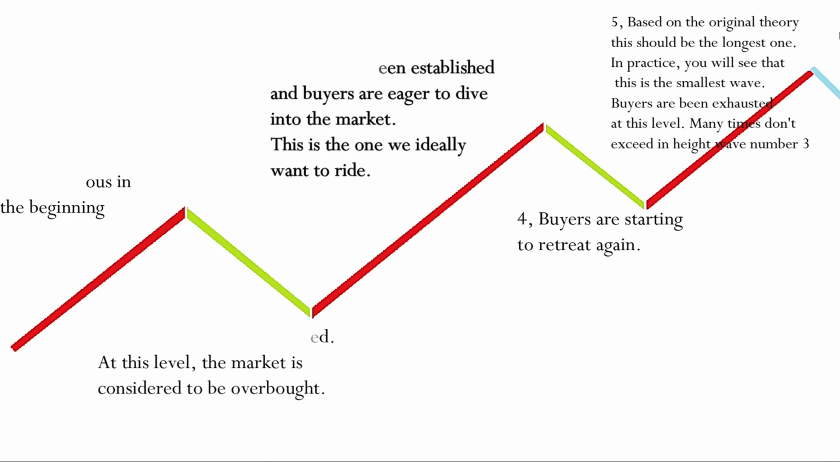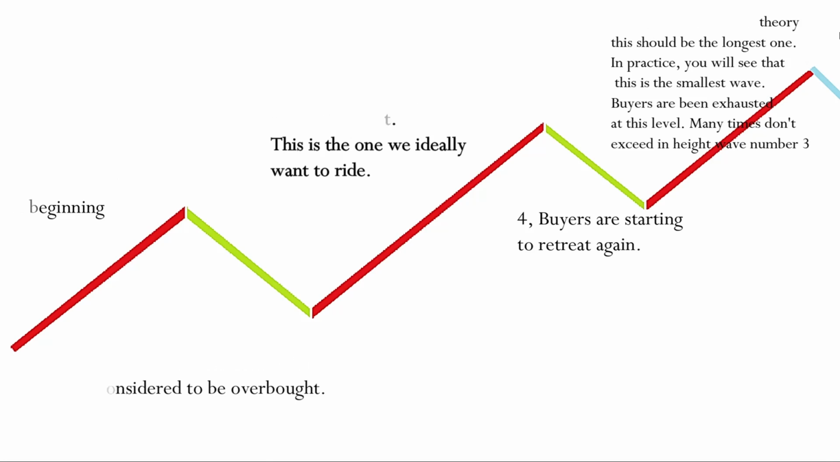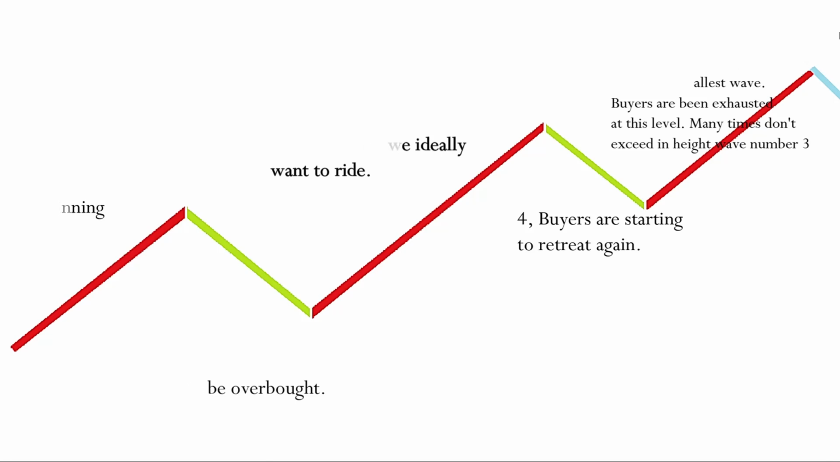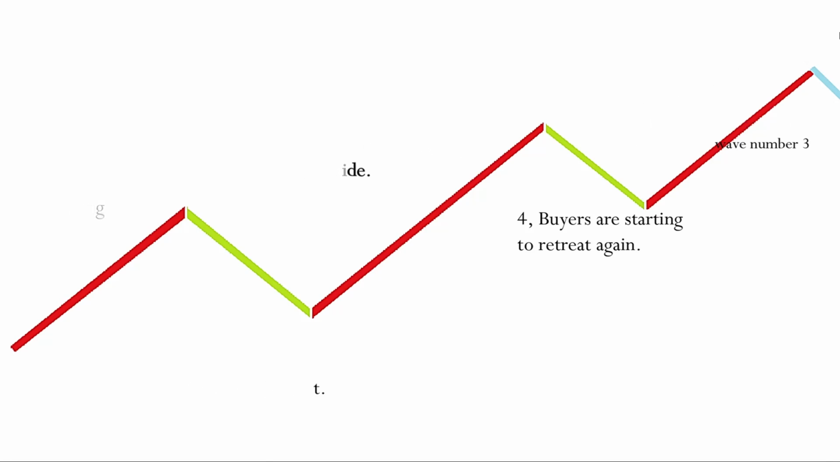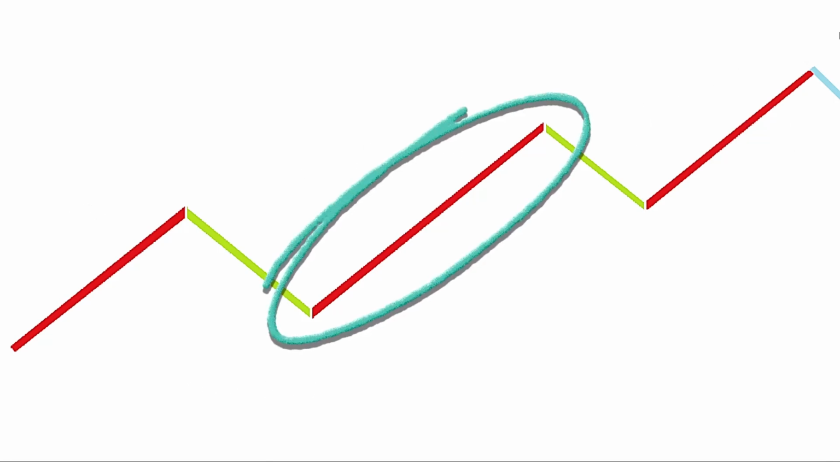According to the original Elliott theory, it's usually the fifth wave that is extended. However, this changes in time, and by experience you will notice that most of the time the third wave will be the longer one. Again, statistically speaking, the third wave is the one we ideally want to trade.